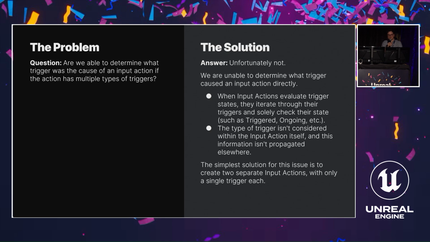Cool. Another question that we see commonly asked is, is it possible to determine what trigger was the cause of an input action if the action has multiple types of triggers? And the short answer is actually, unfortunately, no. We cannot directly determine which trigger caused an input action, because when input actions evaluate their trigger states, they iterate through all of their triggers and solely check their state, like triggered, ongoing, etc. The type of trigger isn't actually considered within the input action itself, and this information isn't propagated elsewhere. But to address this limitation, the simplest solution is just to create 2 separate input actions, each with only a single trigger, which ensures clarity and avoids ambiguity regarding the trigger that actually initiated that input action.